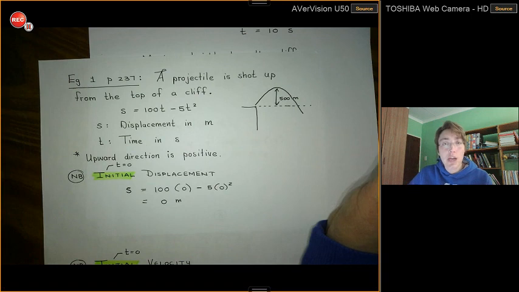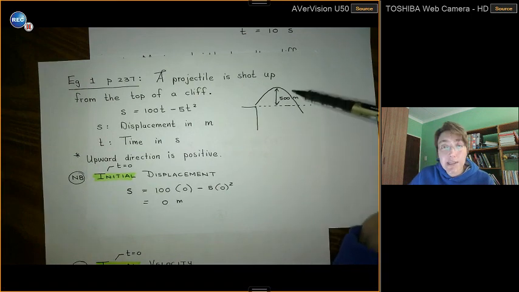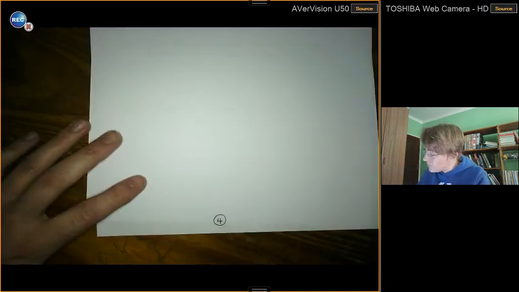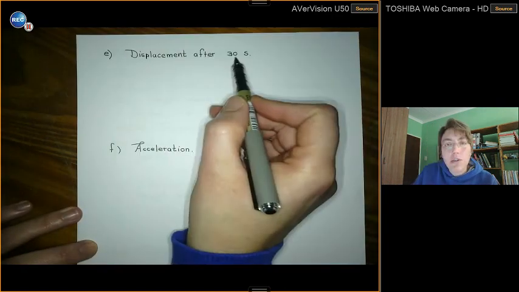And that's what changes from speed to velocity. A speed can't be negative, but velocity can definitely be negative. Okay, next question. The next question they ask, what is the displacement after 30 seconds?